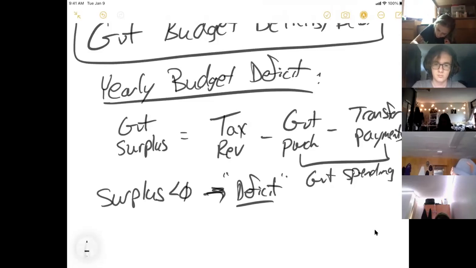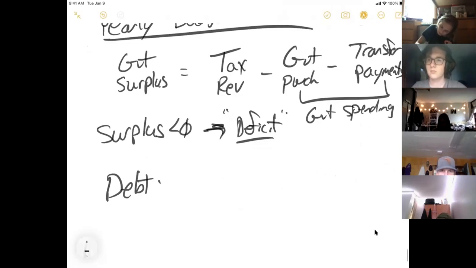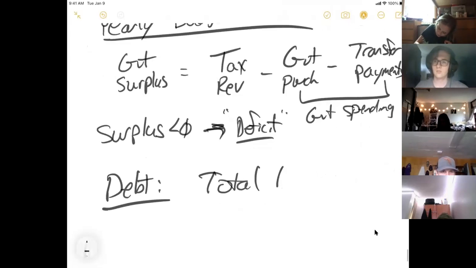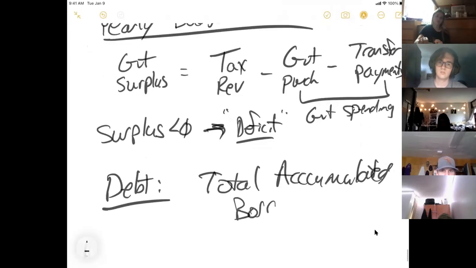Right? So we have not had a government surplus in the US since 1993, I think. So basically for 20 years, and we'll look at some data here in a minute, that illustrates that. The key thing about the deficit, it's the yearly shortfall. What is the debt? That's the total accumulated borrowing, right, the total accumulated borrowing.